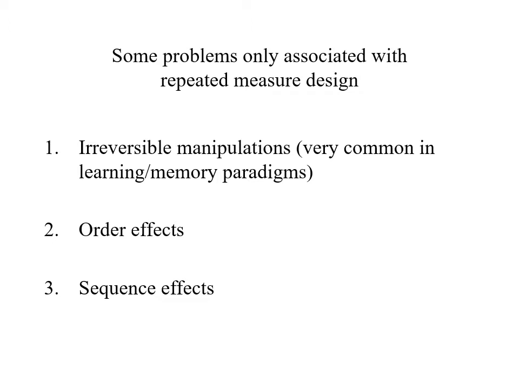Okay, so the second problem that is only associated with repeated measure design is order effects. Now, order effect is the order of things that you were exposed to. All right, so we'll talk about it later. And then the third one is sequence effect. Order effect and sequence effect sound very similar. Well, they are kind of related, but they're not exactly the same. And in the subsequent slide, you'll see what I mean.